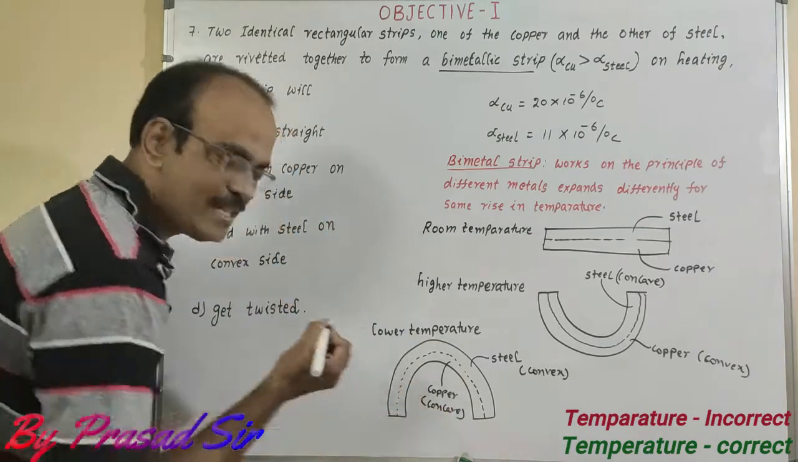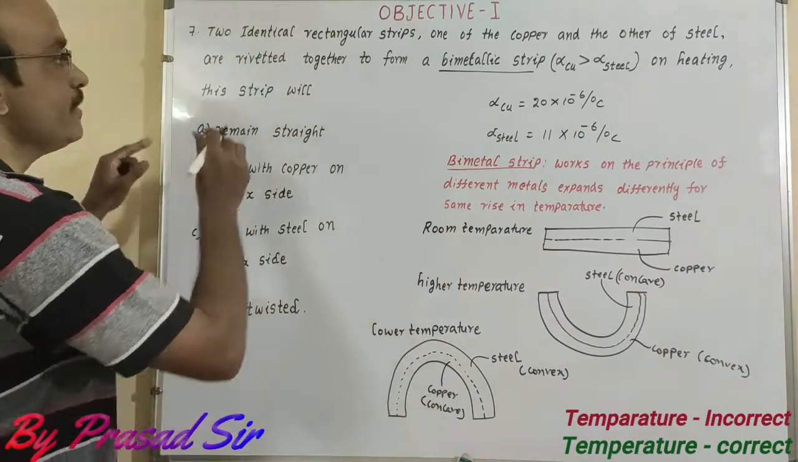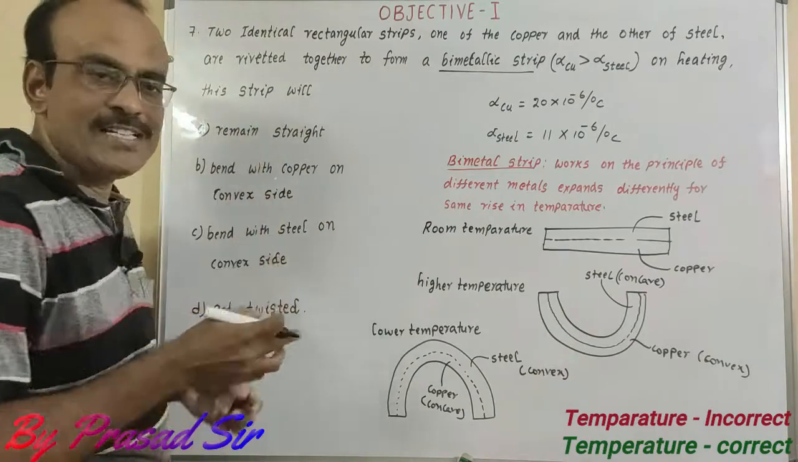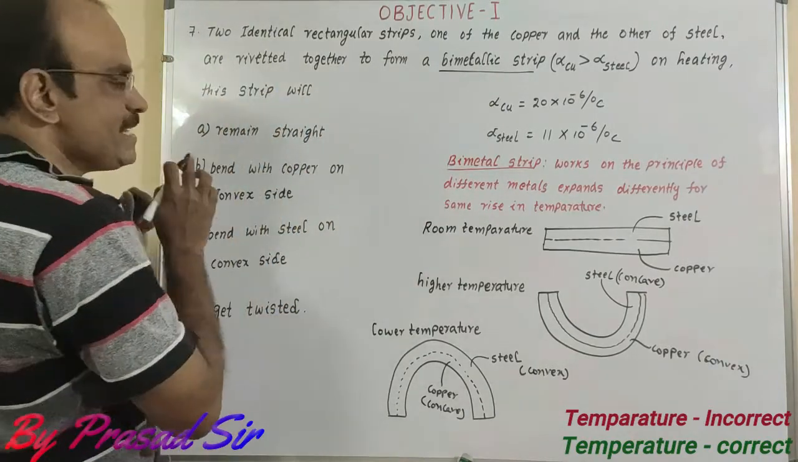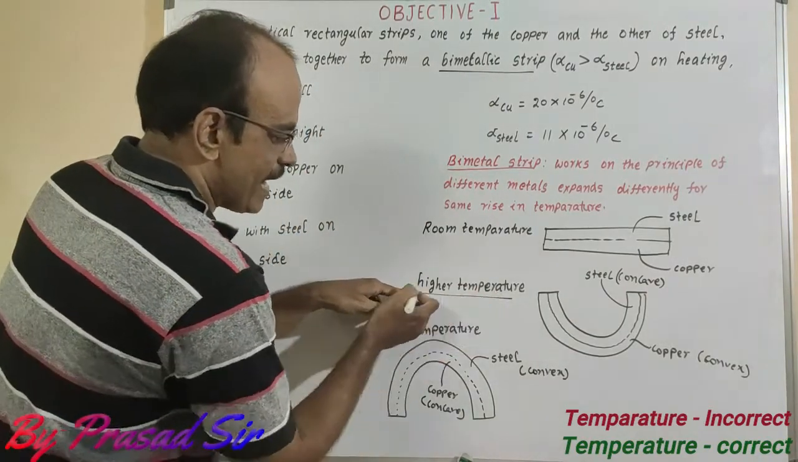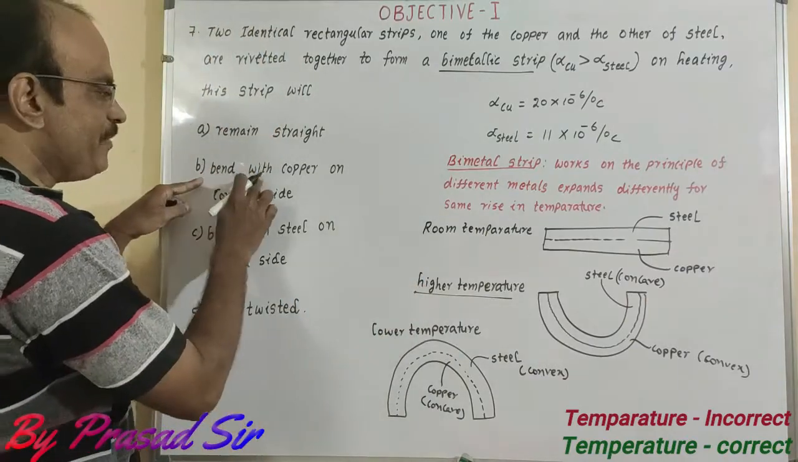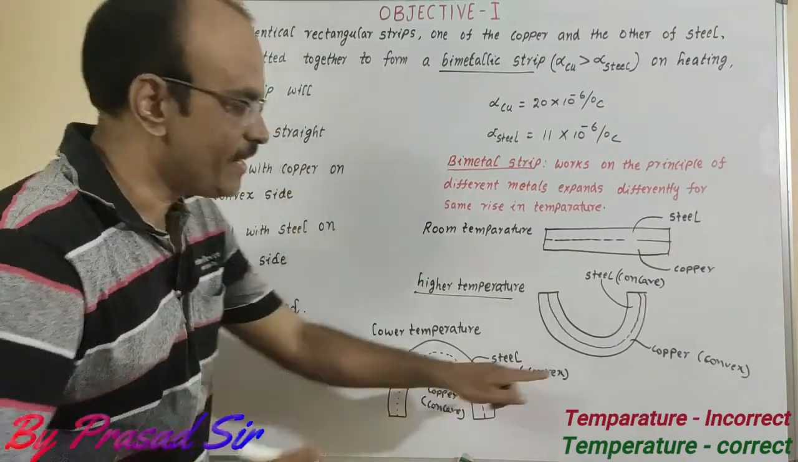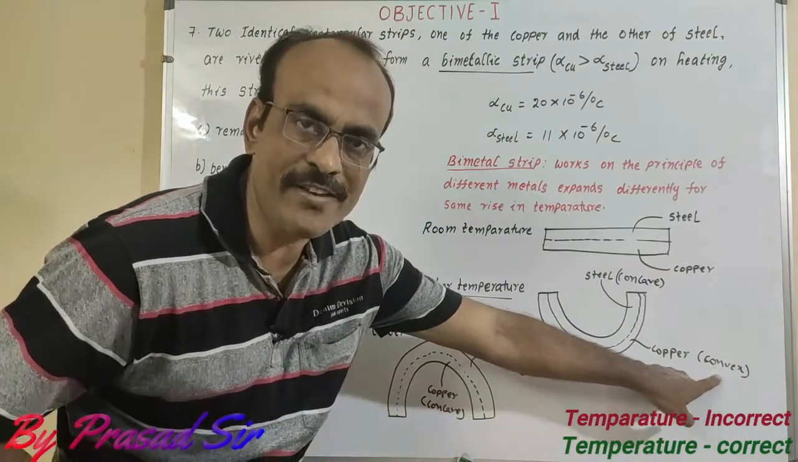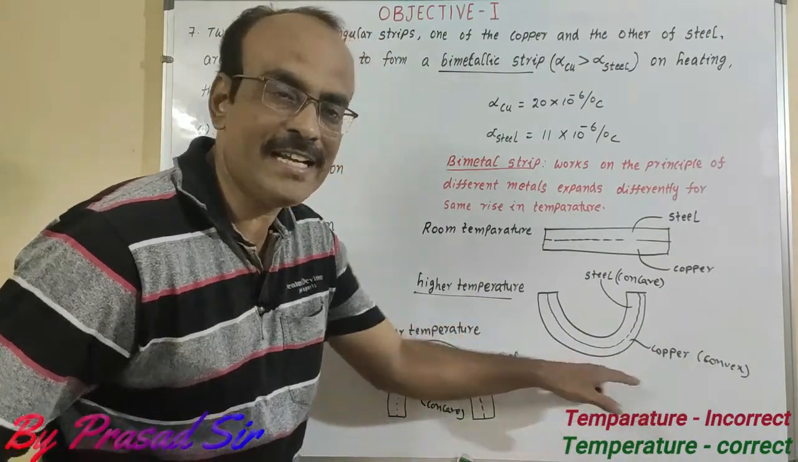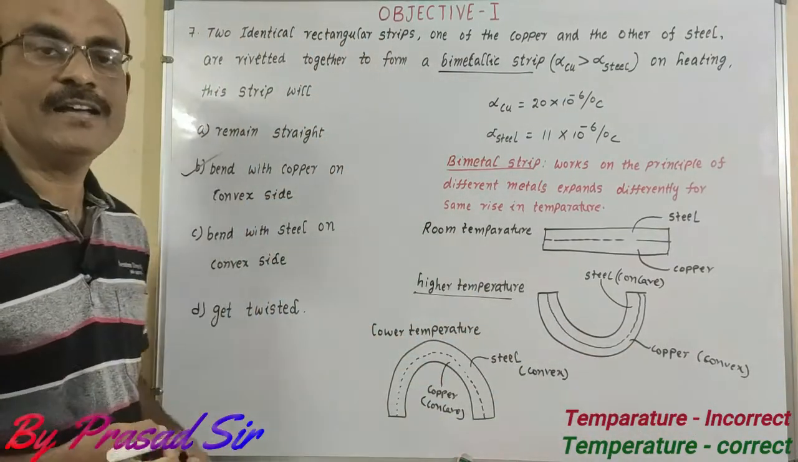So that means here, option C: on heating, what is that? Temperature rises, higher temperature. Higher temperature, bend with copper on convex side. Copper is present on which side? Convex side. So which option is correct here? Option B is correct.